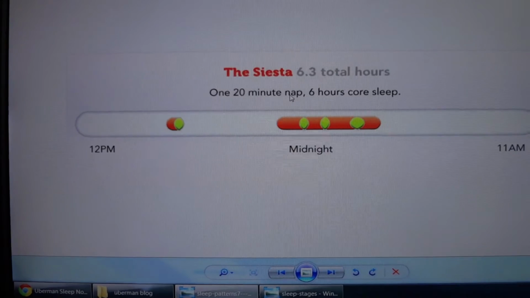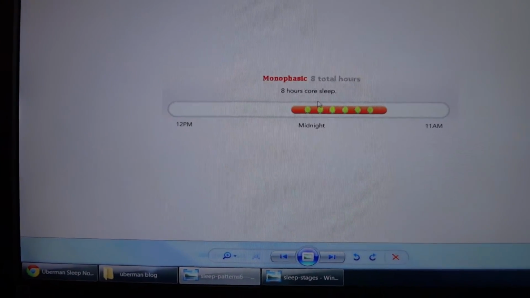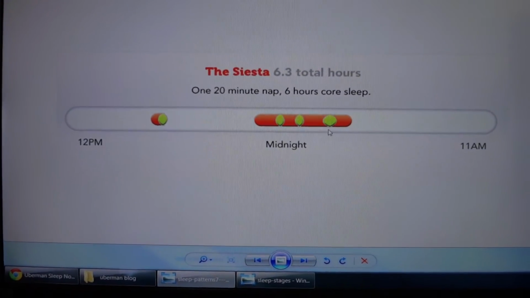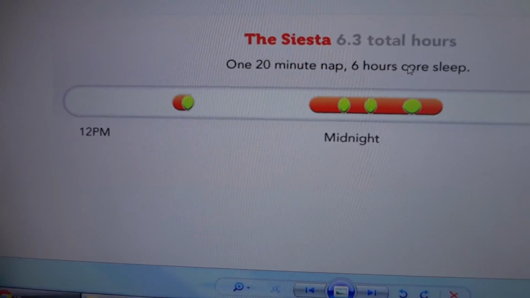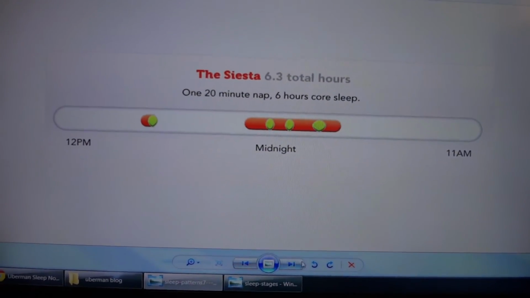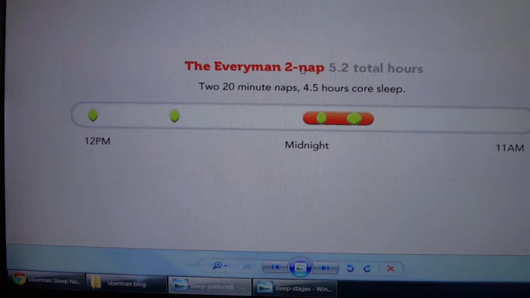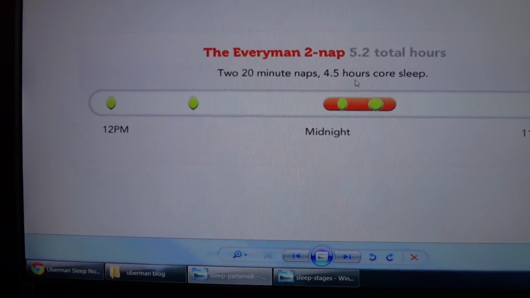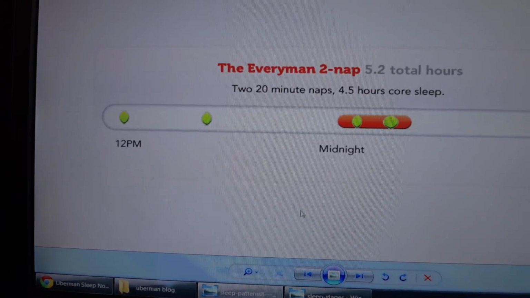So most people sleep about 8 hours if they're on a monophasic sleep schedule. Monophasic average would be probably about 8 hours. And then what happens when you start going polyphasic is you cut that core sleep down. So in this case, your core sleep is 6 hours and your nap would be about 20 minutes. And then continuing the trend of napping, the everyman schedule. This is the everyman 2-nap schedule. So you cut that core block down even more to 4.5 hours, and you make up for that by doing 2 20-minute naps throughout the day.